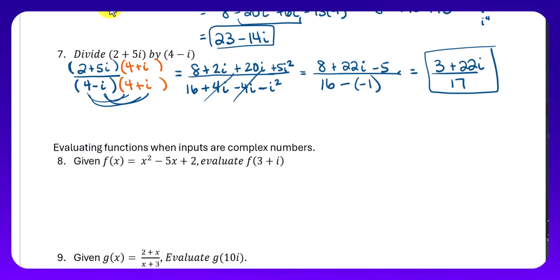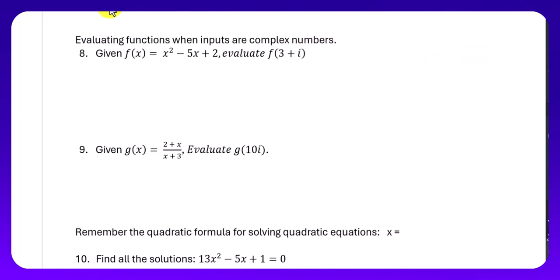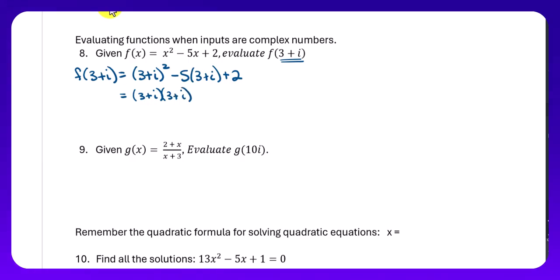Okay. Moving on, we can plug i's into functions just like we would plug numbers into functions. So here, if I have f of x is equal to x squared minus 5x plus 2, and I want to plug in 3 plus i, I would say this is (3 plus i) squared minus 5 times (3 plus i) plus 2. Clean up. This is 3 plus i, 3 plus i, so I'll have to distribute that out.